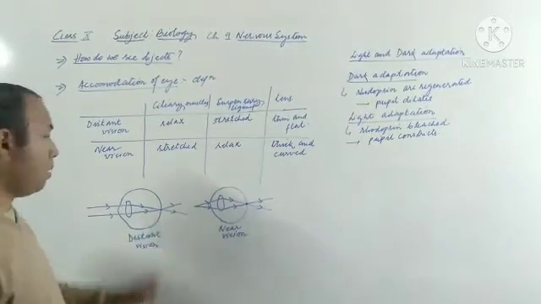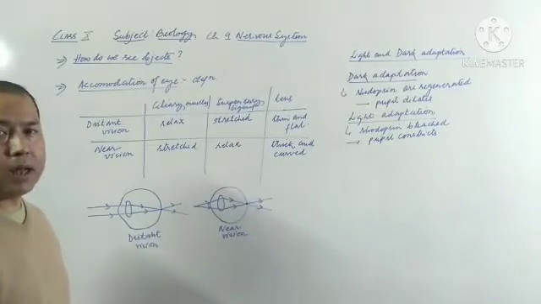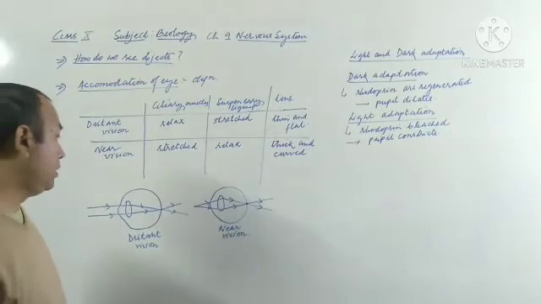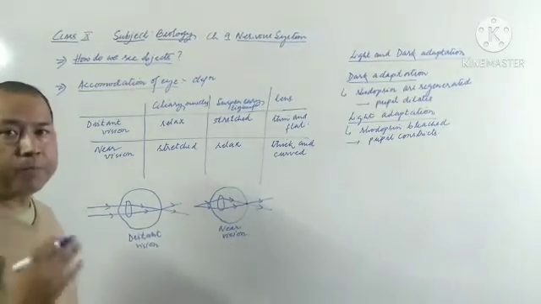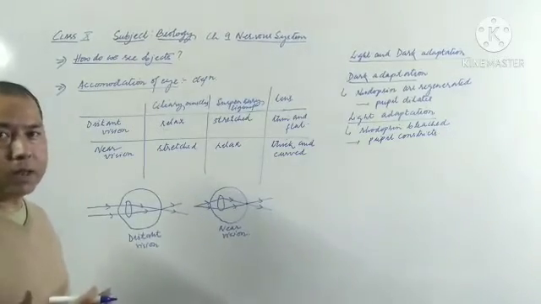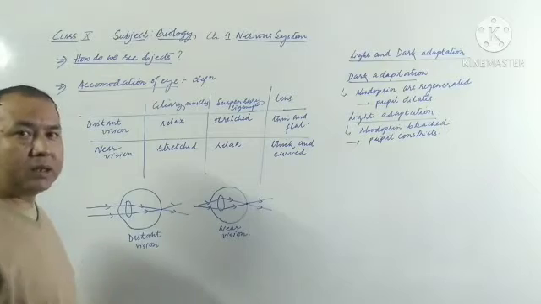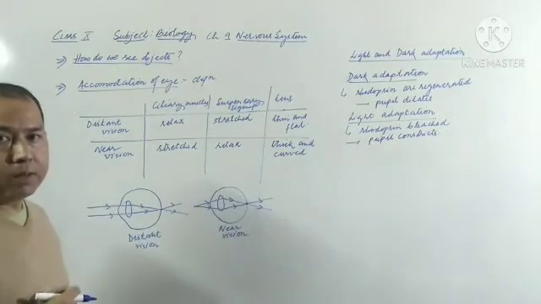The image which is formed on the retina stimulates the retinal cells, like rod cells and cone cells, to produce the nerve impulse. That nerve impulse is carried by the nerve fiber called the optic nerve. The optic nerve carries the nerve impulse from the eye to the brain, particularly to the cerebrum.